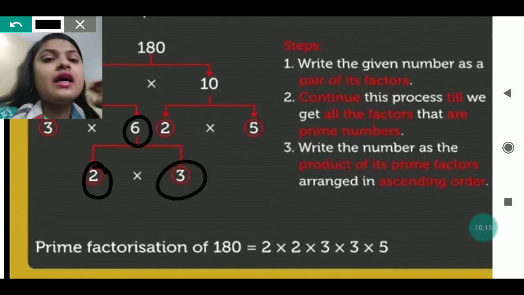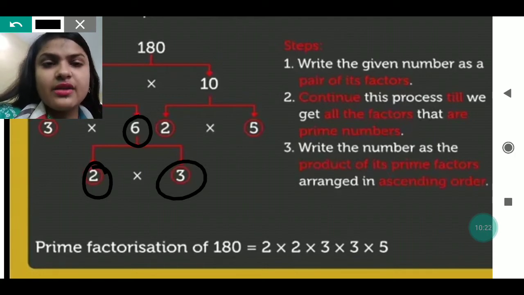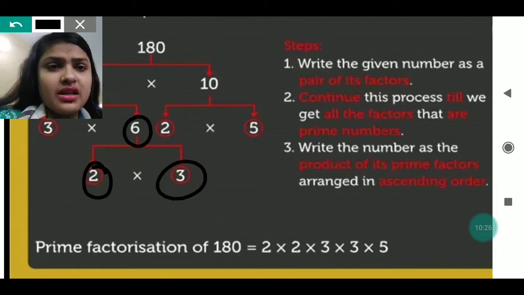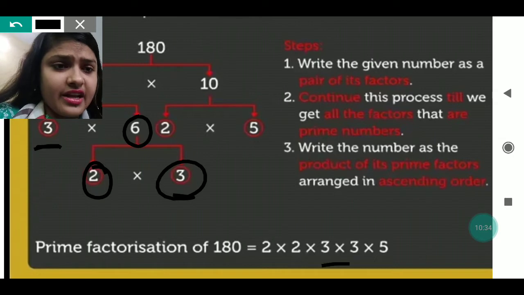2 and 3 we will get. Now what are the common in them? 3 is common, we are getting 3 in both. Sorry, 3 is one of the common, then 2 is one of the common. Commons I have circled. 3 here is common, here is 3. So 1, 3. Both the 3's I have taken here.